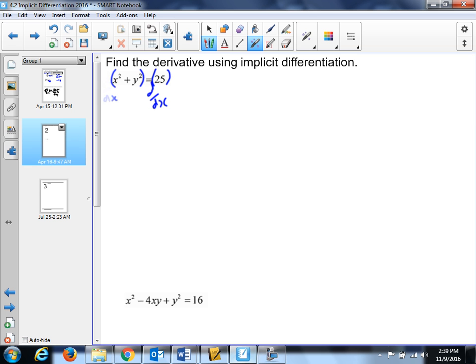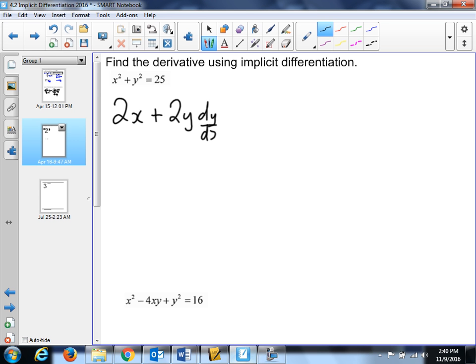What's the derivative of the left side though? Do the x squared portion first, and it is? This is the simple one, 2x, right? I was saying I wasn't going to write that, so I won't. 2x, there we go. Plus, what's the derivative of y squared, d by dx of y squared? 2y dy by dx equals the derivative of 25, which is 0. It doesn't matter what the variable is, it's 0.